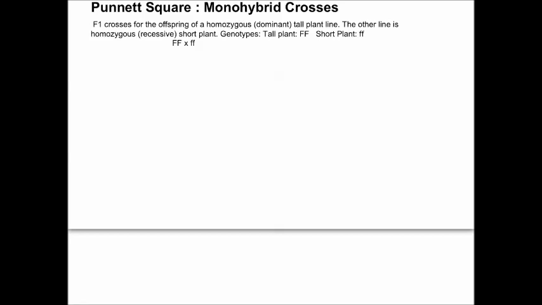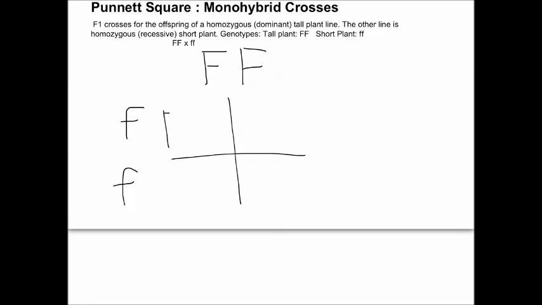Now what you're going to want to do is create a chart. On the top, you're going to put the two big F's, and on the left side, you're going to put the two small f's. And you're going to match up the big F's and the small f's together in the top two squares, and you're going to do the same thing for the bottom two.